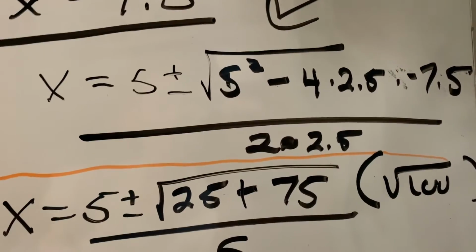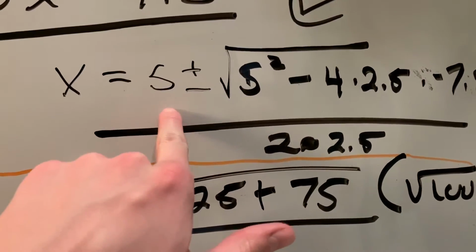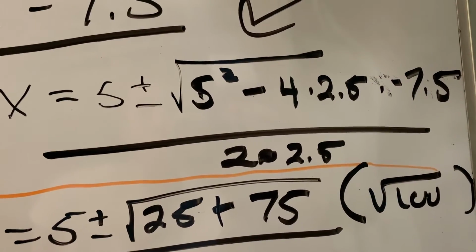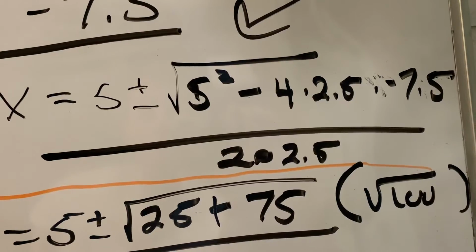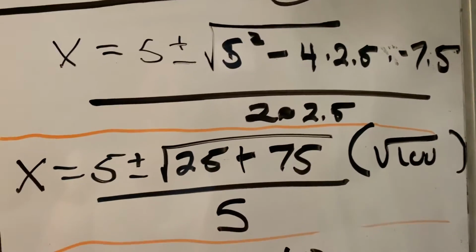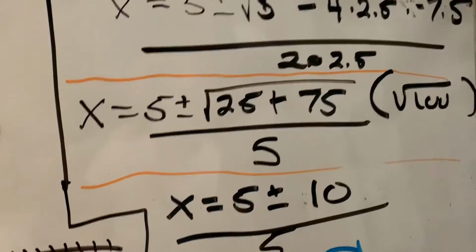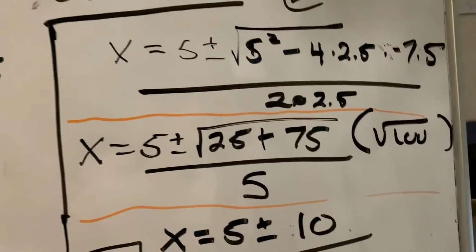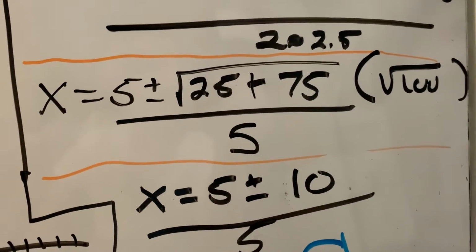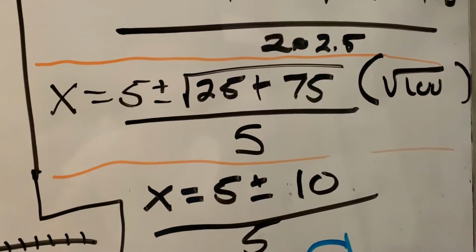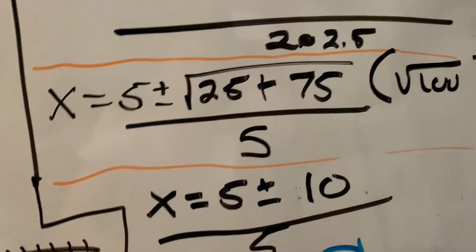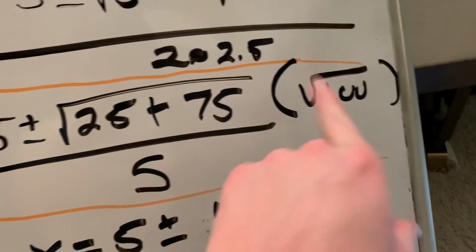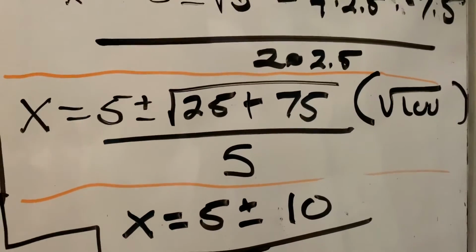So I plugged it in all over here, so we have our 5 plus or minus square root of 5 squared minus 4 times 2.5 times 7.5 over 2 times 2.5. So that's me plugging in the b's and the a's and all that in the right positions. The next step, I just simplified a little bit. So we have 5 plus or minus square root of 25 plus 75 over 5. And then over here, I simplified that to square root of 100, because 25 and 75 is 100.